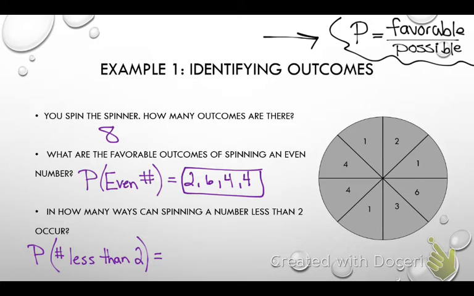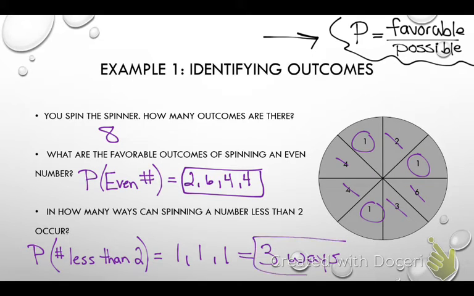Well, first I have to figure out how many of these results on the spinner meet the criteria. How many of them are less than 2? 3. And they're all 1s, okay? So it's 1, 1, and 1, but that's not what it asked me. How many? So it's 3 ways. All right, so the wording of the question is important. When in doubt, just put them both, okay? But it is asking in how many ways, so you say 3 ways. So that's it for example 1, identifying outcomes.